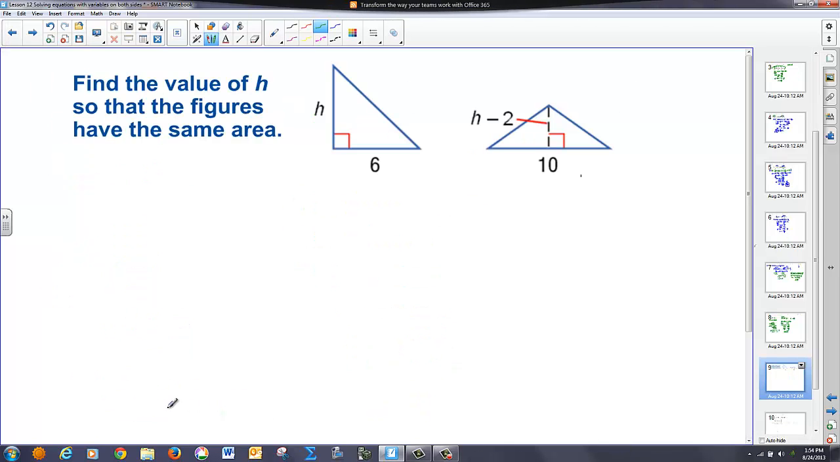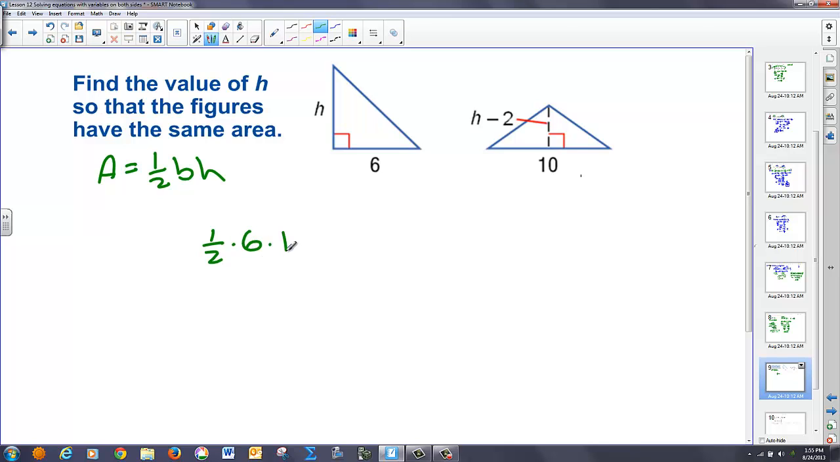Here's a geometrical problem. We want to find h so that the figures have the same area. Both of these are triangles. You know the area of a triangle is 1/2 the base times the height. So in this case, I have 1/2, let's call the base 6, times the height is equal to 1/2 the base, call that 10, times the height. And in this case, the height is equal to h minus 2.